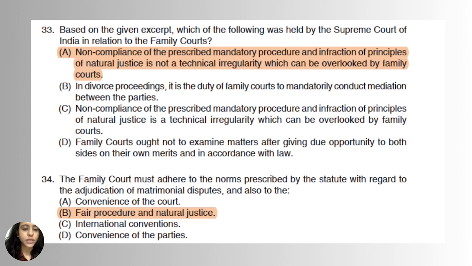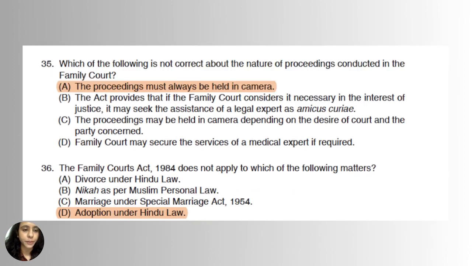The next question was that the family court must adhere to the norms prescribed by the statutes with regard to the adjudication of matrimonial disputes and also to what other thing. So the other thing that the family courts are required to comply with is the fair procedure and natural justice principle. So the right answer was option B.